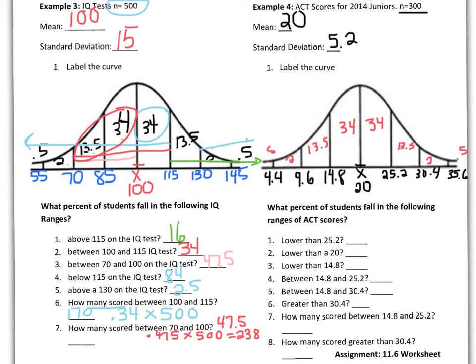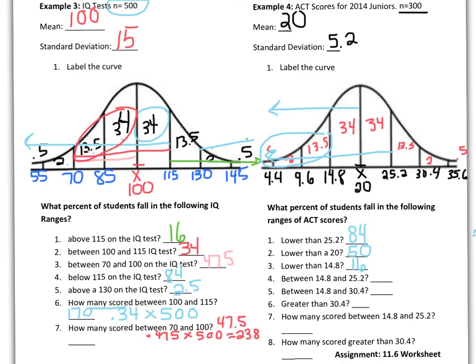We want lower than a 25.2. So that's everything from here back. When you add up all those percentages, you should get 84. Lower than a 20, well, 20 is right in the middle. So half the data is lower than a 20. I'm not even going to worry about calculating it out. They should add up to just about 50%. Lower than a 14.8, let's see, we'll just need to add the 13.5, the 0.5, and the 2. That will give us 16%.